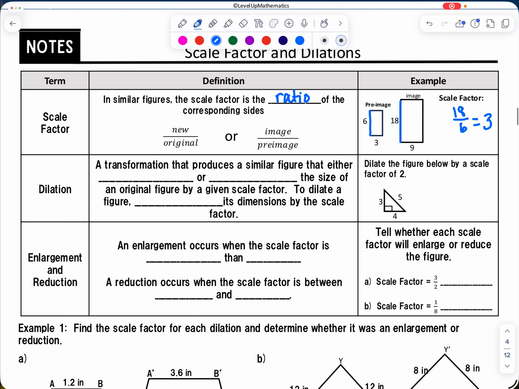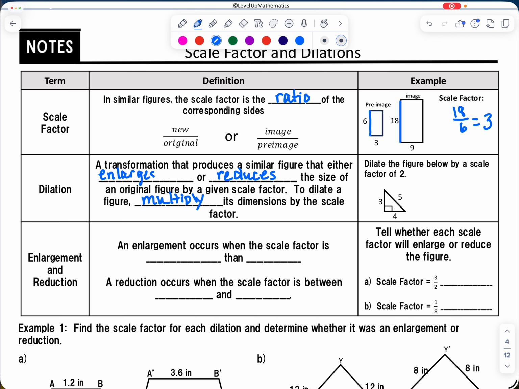Now, a dilation is a transformation that produces a similar figure that either enlarges, gets bigger, or reduces, that gets smaller, the size of the original figure by a given scale factor. To dilate a figure, you simply multiply its dimensions by the scale factor.